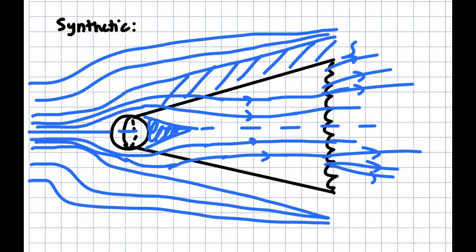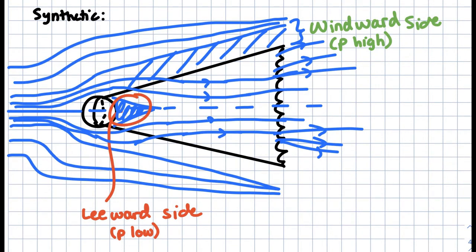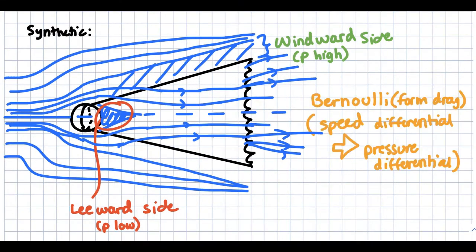Looking at the diagram, we have labeled a windward side and a leeward side. The windward side is where the air passes along the outside of the shuttlecock, and the leeward side is where the air goes into the skirt of the shuttlecock behind the cork. The design of the shuttlecock enables drag due to the pressure differential between the high pressure region on the windward side and the low pressure region on the lee side.